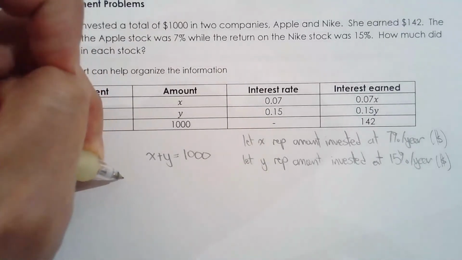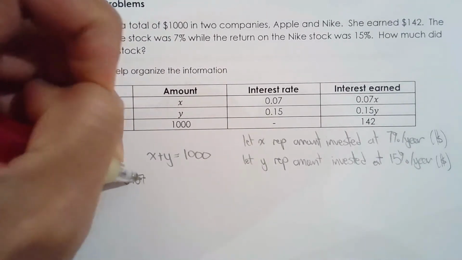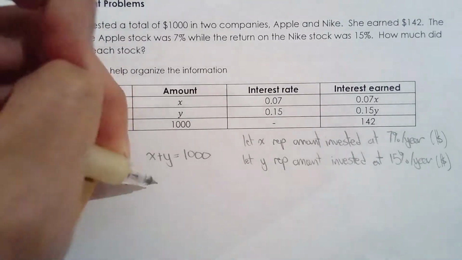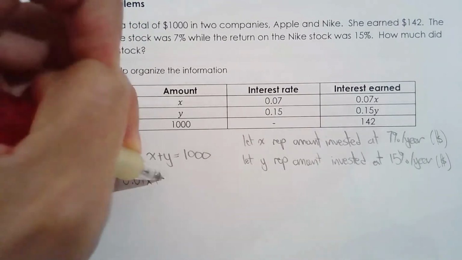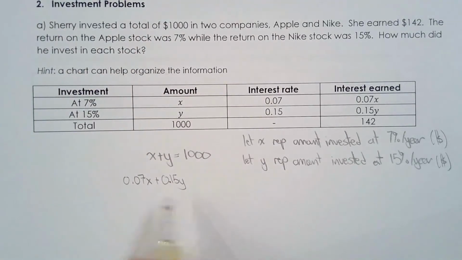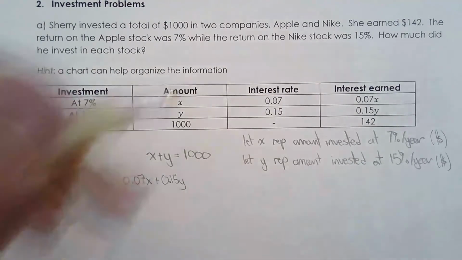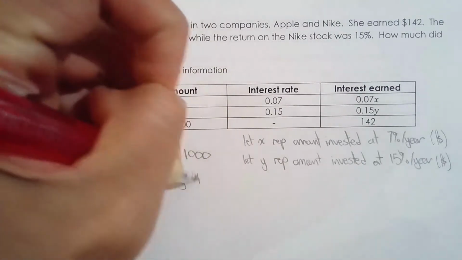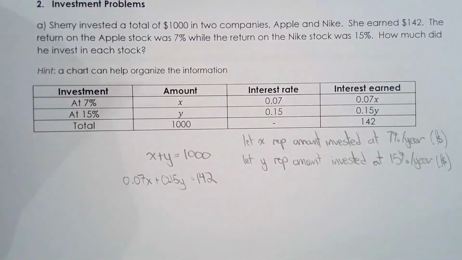Now the other equation. The amount she gets from the 7% account is 0.07x, and the amount she gets from the 15% account is 0.15y. So the amount she gets from both accounts must be equal to 142. This is the amount of money she gets from the Apple stock, and this is the money she receives from the Nike stock. And of course, the total money she gets from both stocks is $142 for that year.